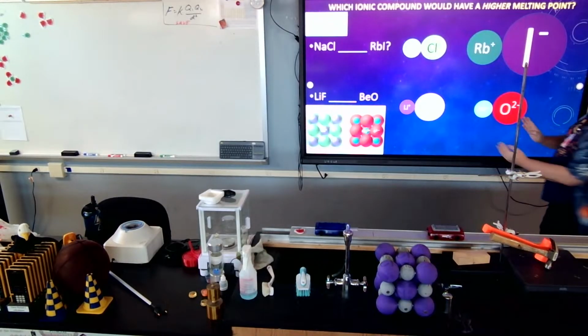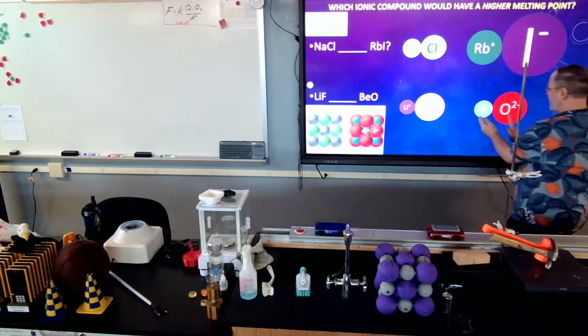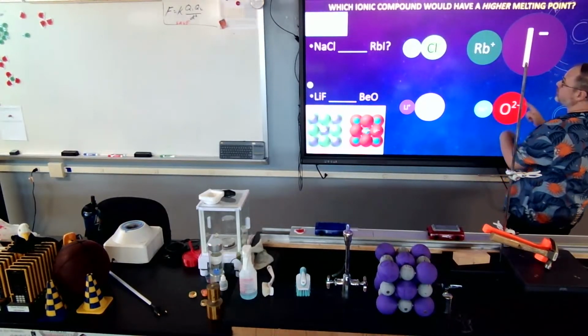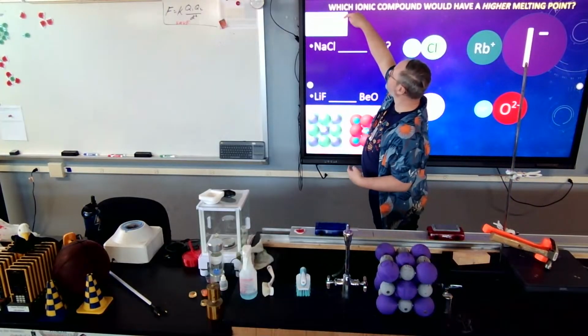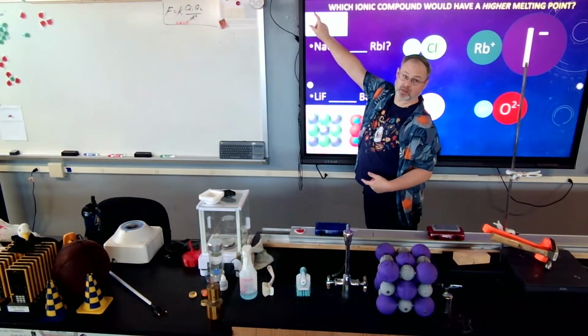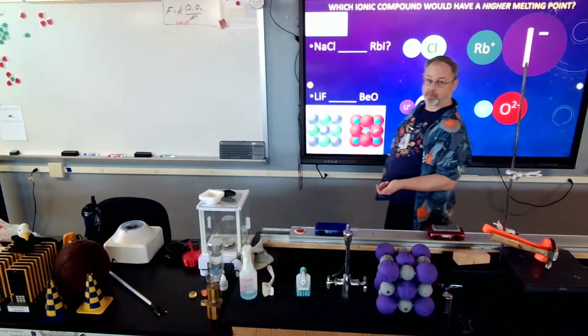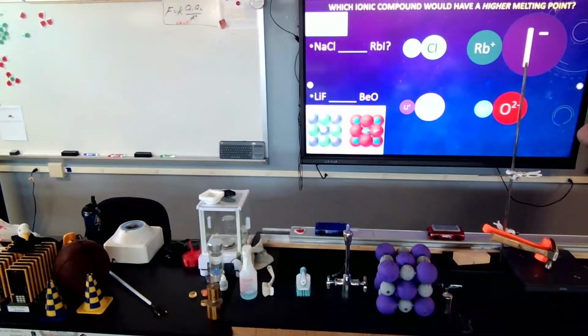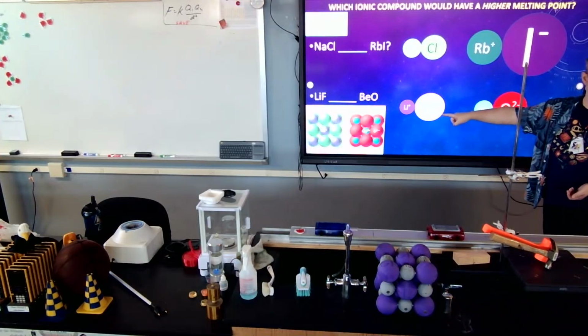So they're about the same size, that distance and that distance. But this is +2, -2. So Q1 is 2, Q2 is 2. F is going to be a lot larger. A larger numerator means a larger number. So it's going to require a lot more energy to melt this than melt this.